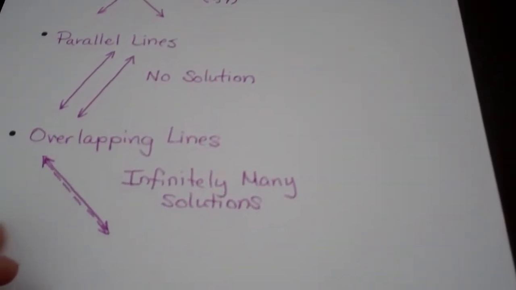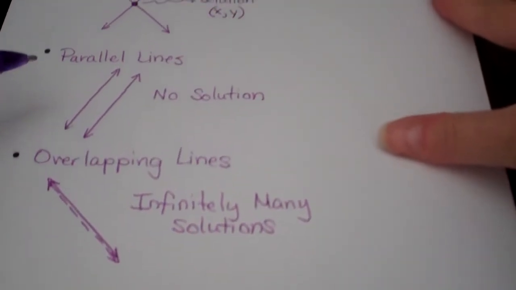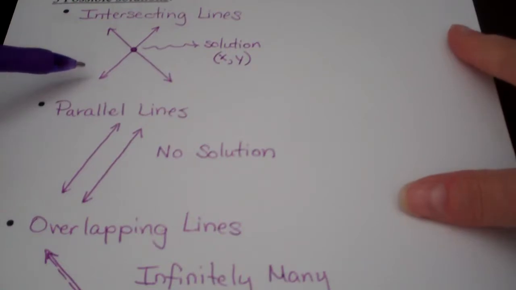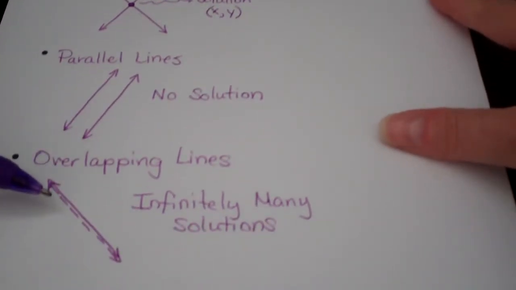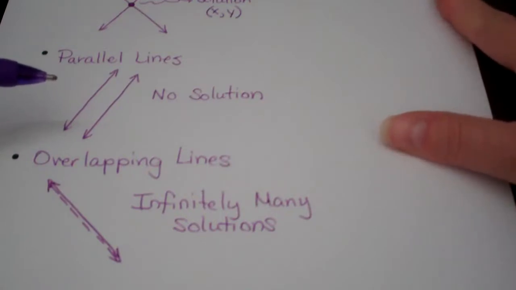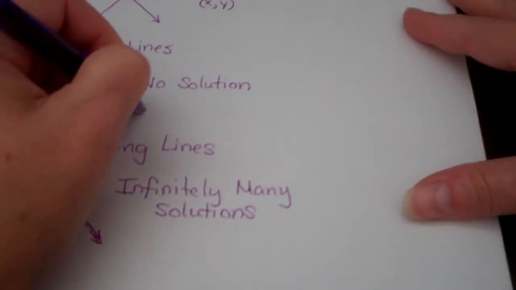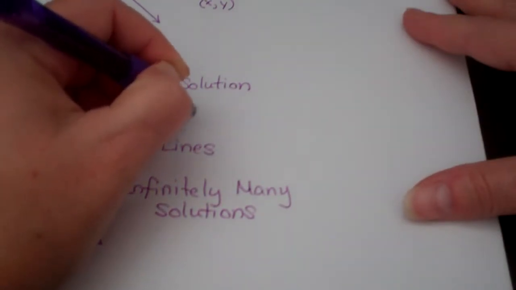Now there is some terminology that goes along with these last two possibilities. Okay, so if the system has a solution, notice we had a solution here when they intersect and here when they overlap. We would say it's a consistent system. But if the system does not have a solution, we would say it's inconsistent. So sometimes we say for parallel lines, this is an inconsistent system.